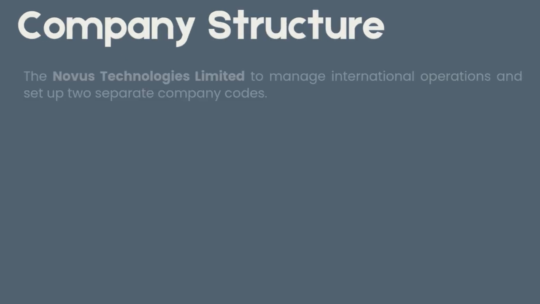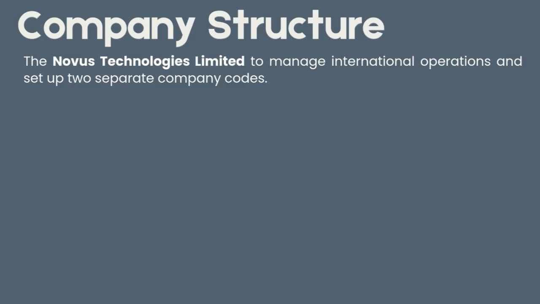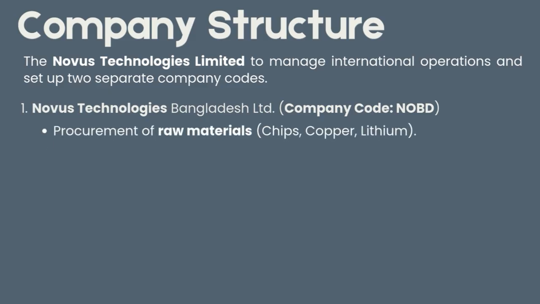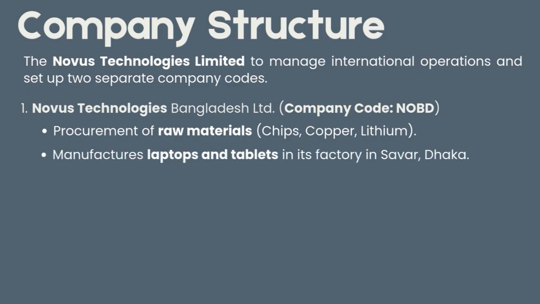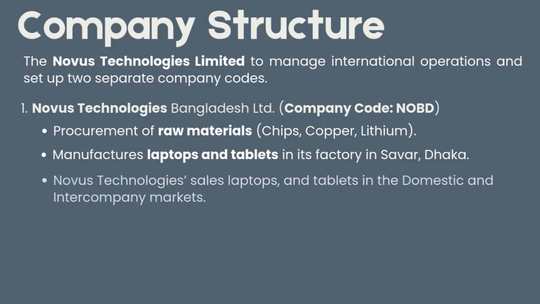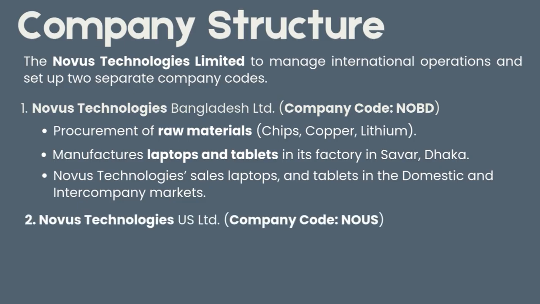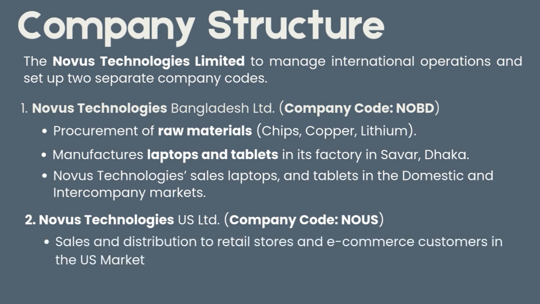Company structure. Navis Technologies Limited, to manage international operations, sets up two separate company codes. Navis Technologies Bangladesh Limited, company code NOBD: procurement of raw materials such as chips, copper, and lithium. It manufactures laptops and tablets in its factory in Savar, Dhaka. It sells laptops and tablets in the domestic and intercompany markets. Navis Technologies US Limited, company code NOUS: sales and distribution to retail stores and e-commerce customers in the US market.